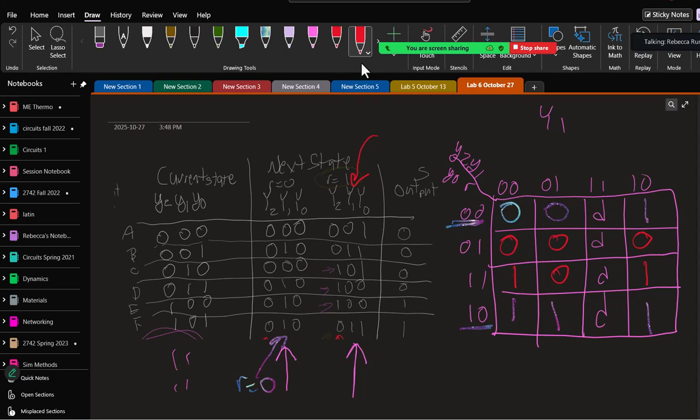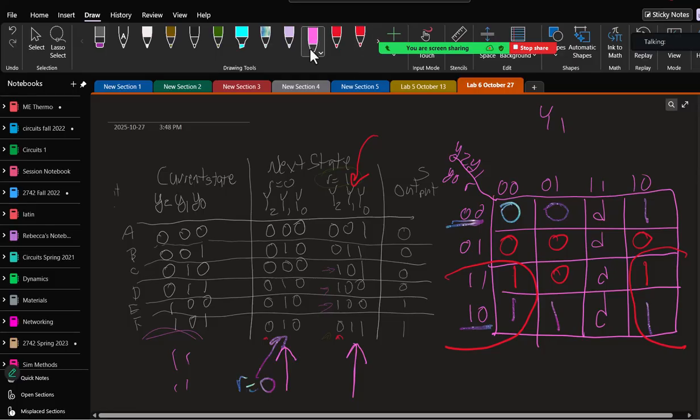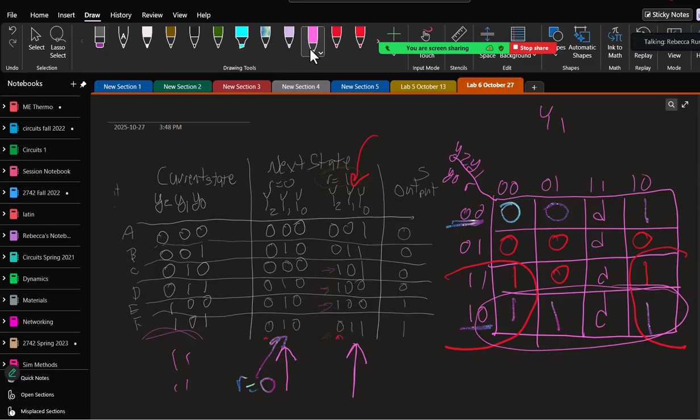And it looks like we get, so I can get this group, and I can get that group, and then I've got that one up there on top that I can get like this, wrapping around like that.